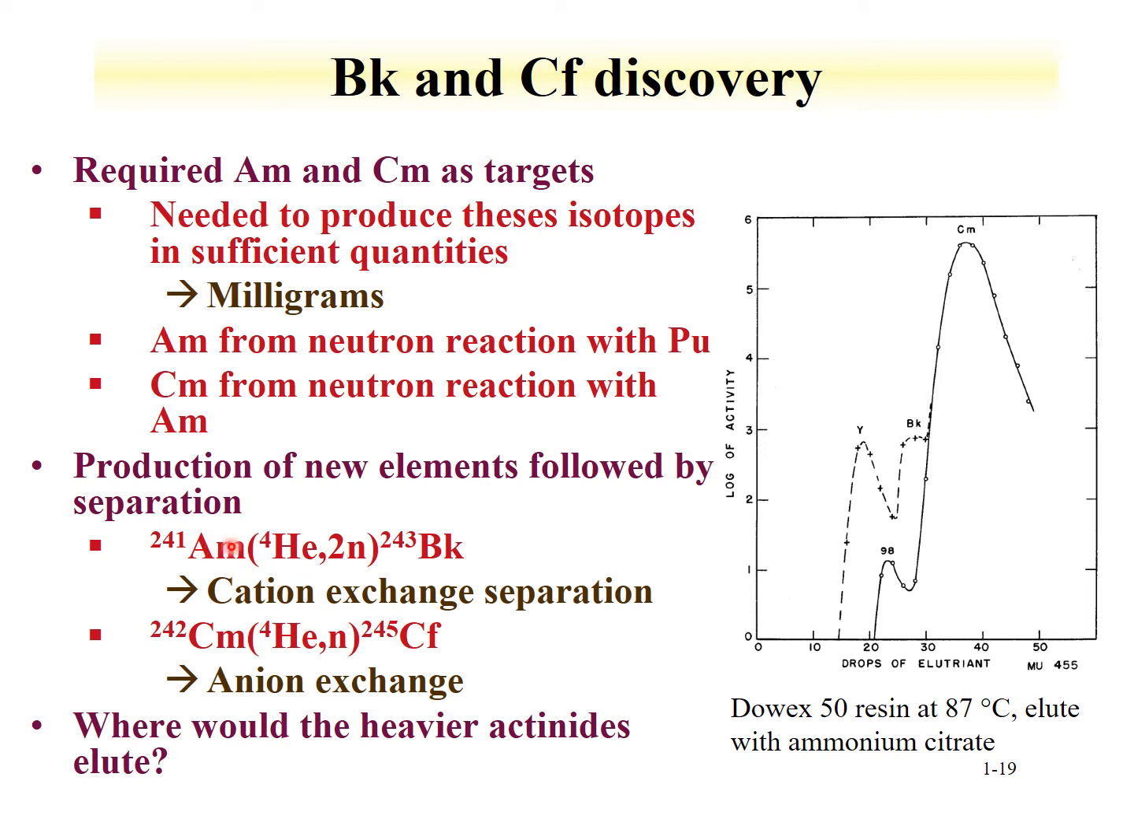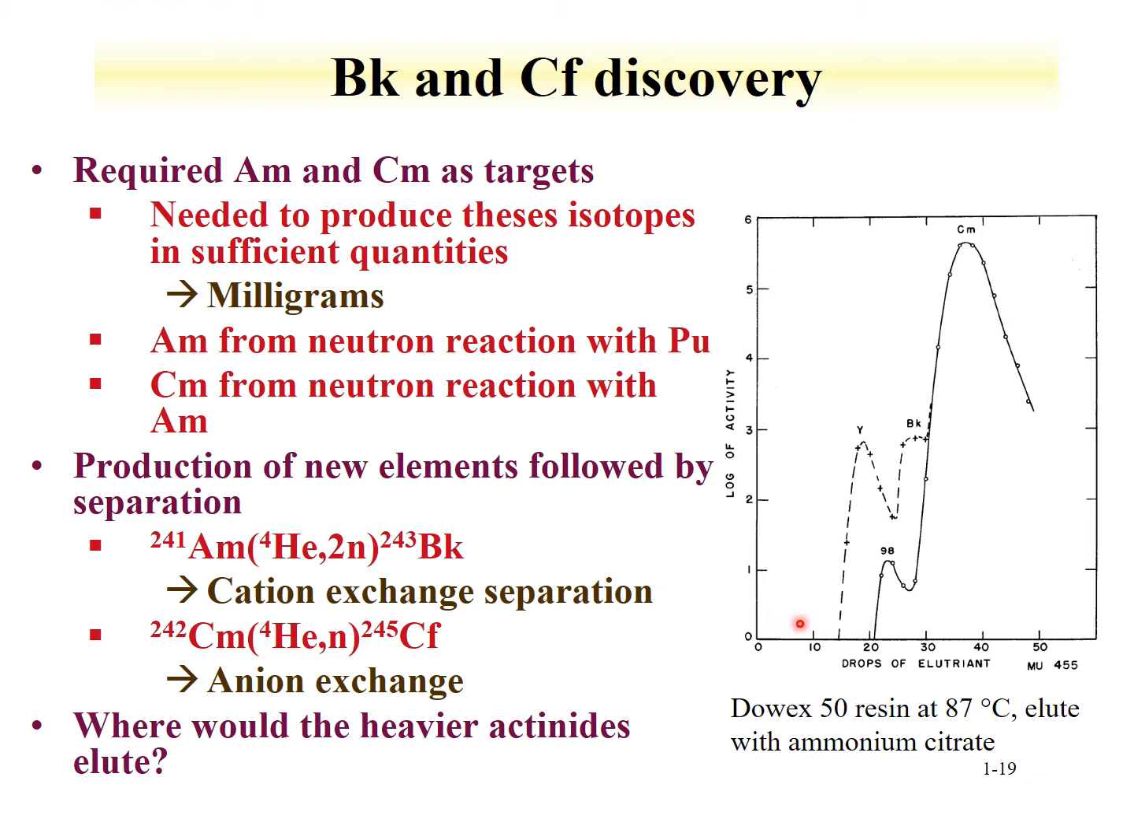So again, remember, this is +3 oxidation state. Berkelium actually has a +3/+4 oxidation state. One would do column chromatography. You could calibrate the chromatography system with some lanthanides. But what's shown here is the log of the activity versus the drops of the eluent. And you would see that there's different spikes of the activity.